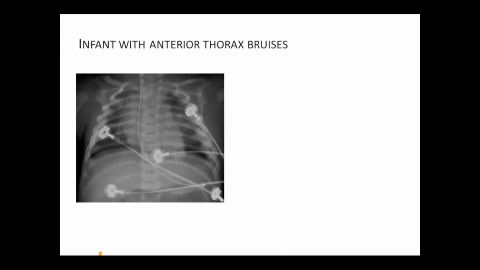Wow, that was a long day. Here comes your last patient of the day. An infant comes into emergency and the parent tells you that he fell off the couch, hit his head, and had a seizure at home. You notice some bruises on his anterior thorax in your physical exam and you decide to order a chest X-ray.